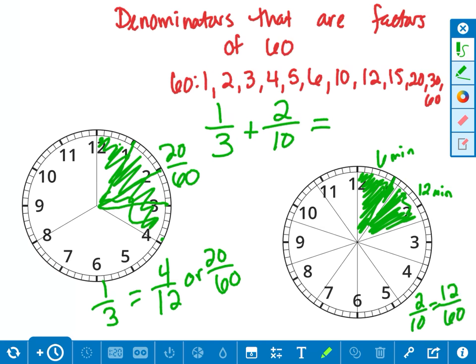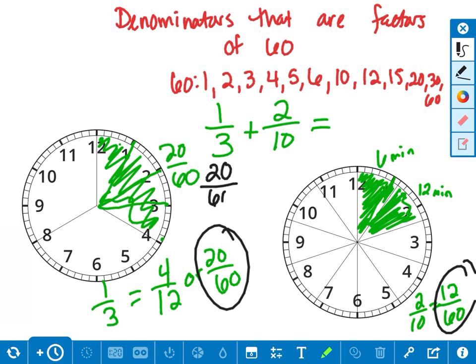All right, now we have our common denominator. The only thing we can use here is the denominator of 60. So our new fraction is going to be 20/60ths plus 12/60ths. And you will add just the numerators and you will get 32 out of 60.